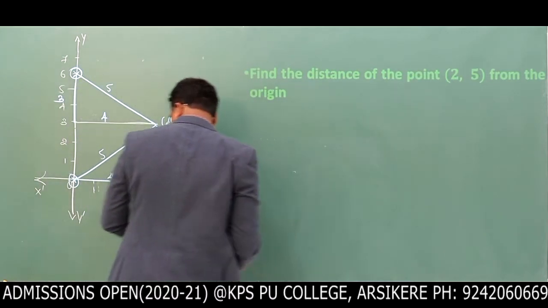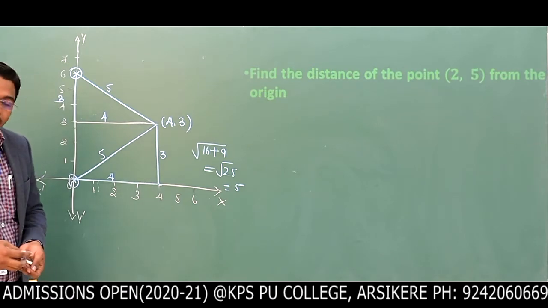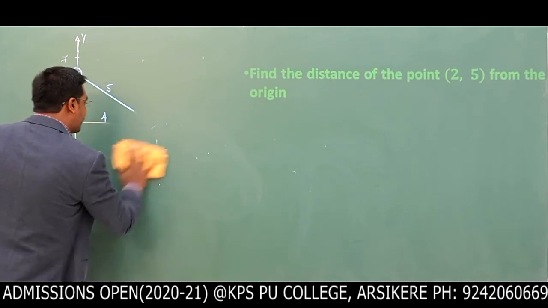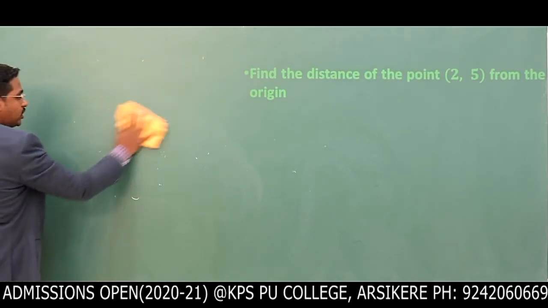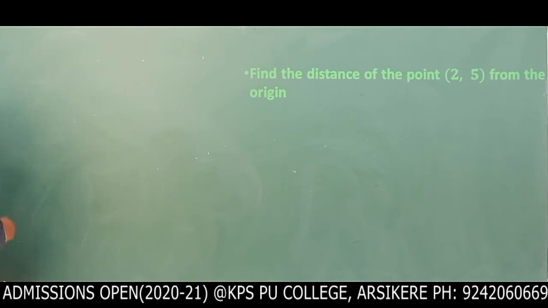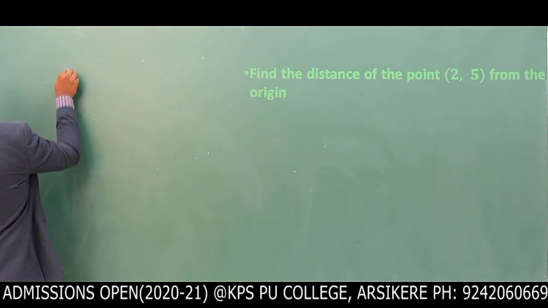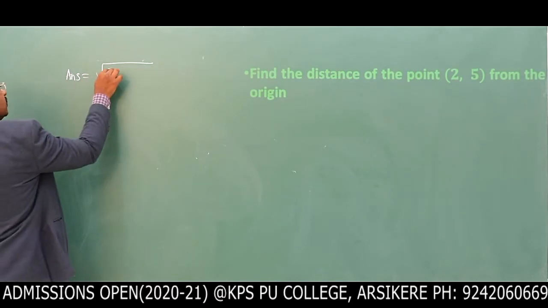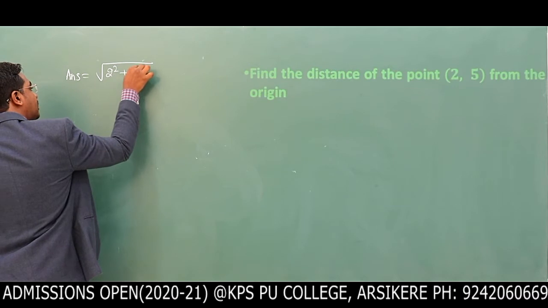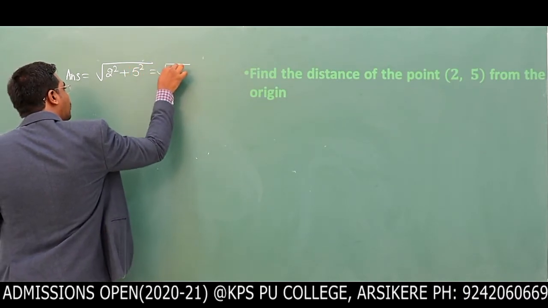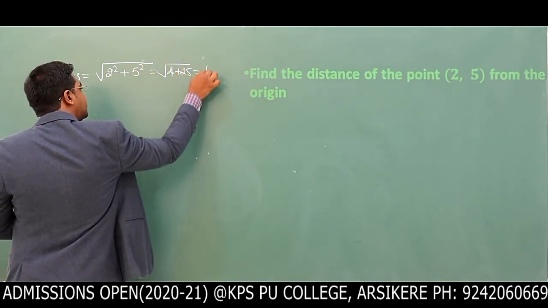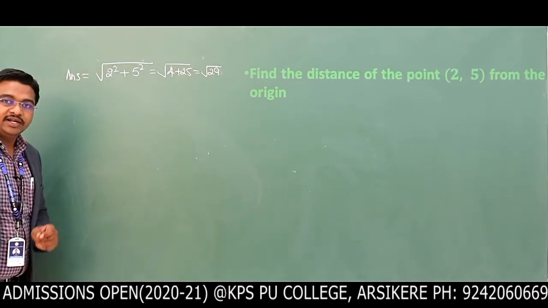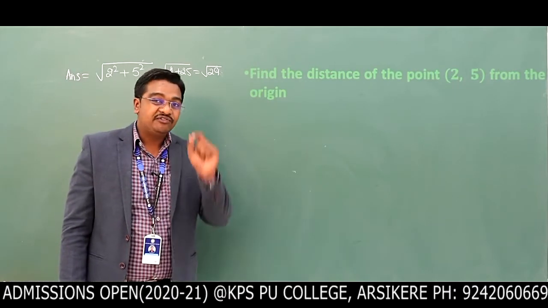Distance formula. The distance of the point (2, 5) from the origin. What is the distance formula? When we have the point P(x, y), its distance from the origin is the root of x square plus y square. So the answer is root of 2 square plus 5 square, that is root of 4 plus 25, which equals root 29. So root 29 is the distance of the point (2, 5) from the origin.